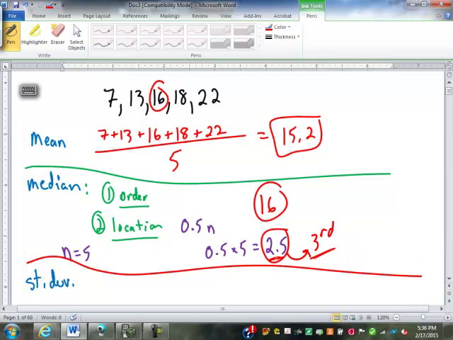If this had come out to be a whole number, what would we have done? It would have been between that spot and the next spot. So if that would have come out to be a 3, then it would have been between the third and the fourth. But since it was a 2.5, we rounded it up to a 3.